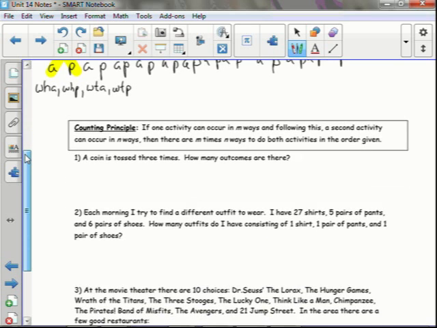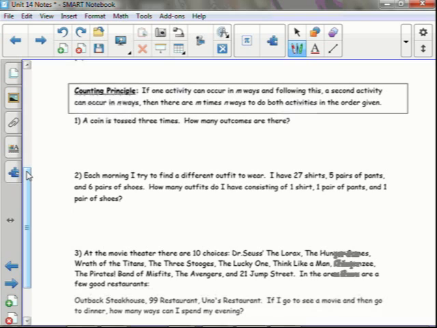Okay, now this kind of leads us into our counting principle. And the counting principle says if one activity can occur m ways, and following this, the second activity can occur n ways, then you multiply those together in the order given to find the total number of possible options.